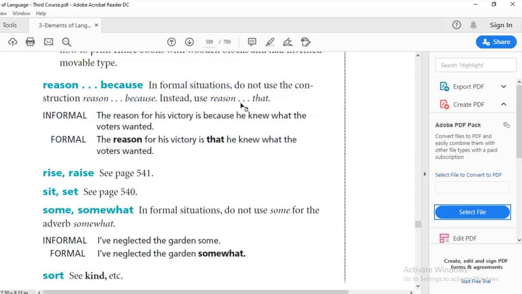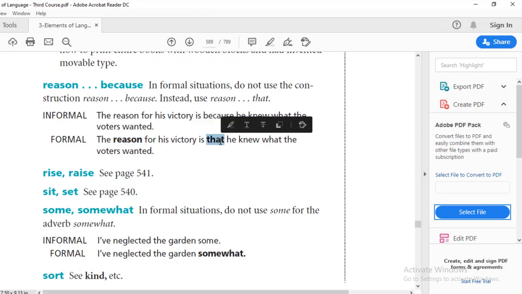Instead of that, what should we use? We use reason that. For example, the reason of his victory is that he knew what the voters wanted, right? So we use the reason that.